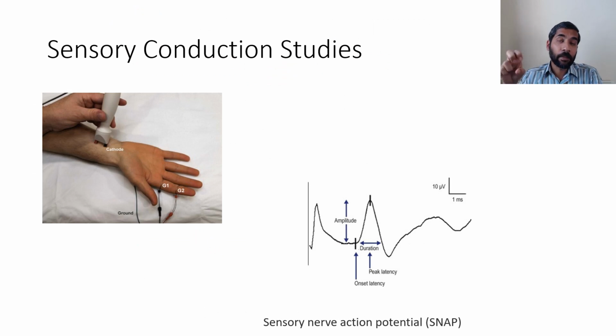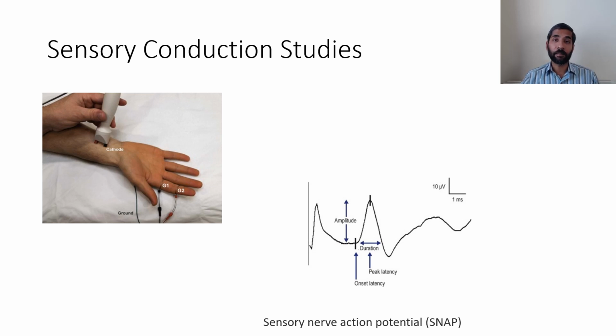Just like you can study motor nerves, you can also study sensory nerves. Now, how do we do that? One way of doing that is to stimulate them, let's say, some kind of sensors here, for example, and then you could record from this part of the nerve, right? And when you do that, what you get is the sensory nerve action potential, right? Just like you have the compound muscle action potential.